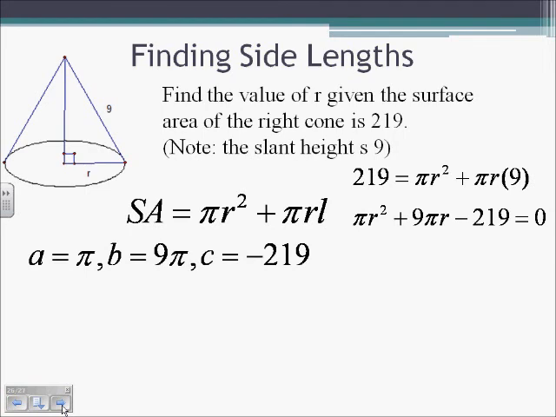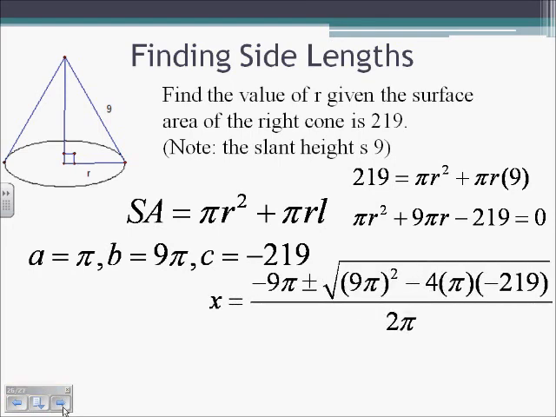Our a is going to be equal to pi, b is 9 pi, c is negative 219. So we plug those numbers in. We're going to have negative 9 pi plus or minus the square root of 9 pi squared. Again, all of 9 pi is squared, so we need to square both the 9 and the pi, minus 4 times pi times negative 219, all over 2 pi.